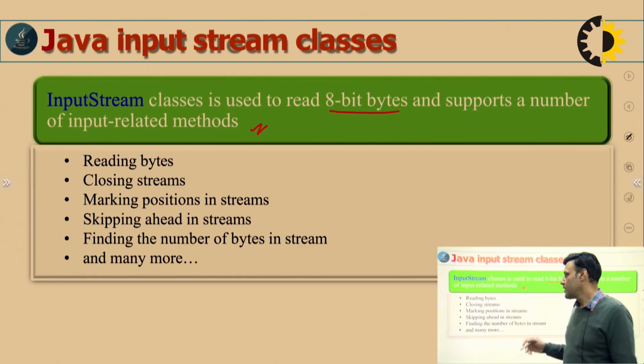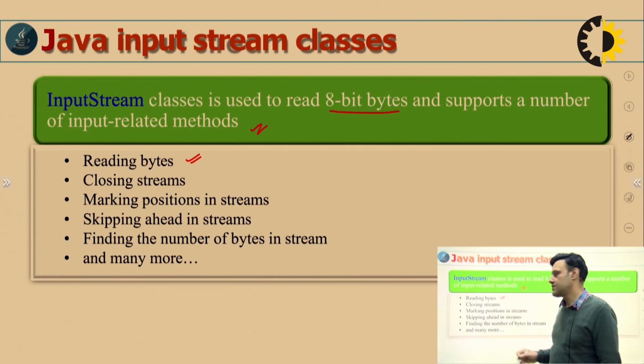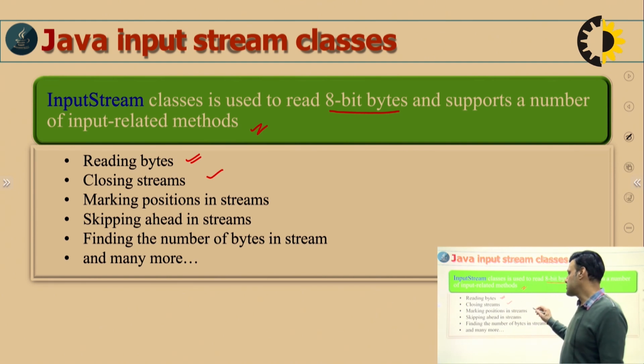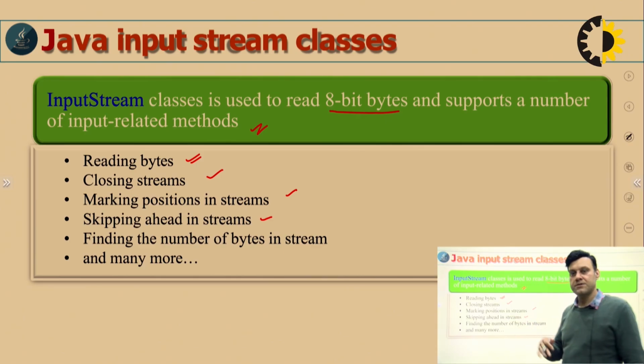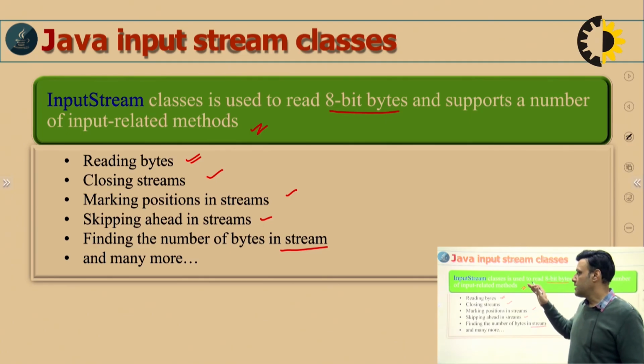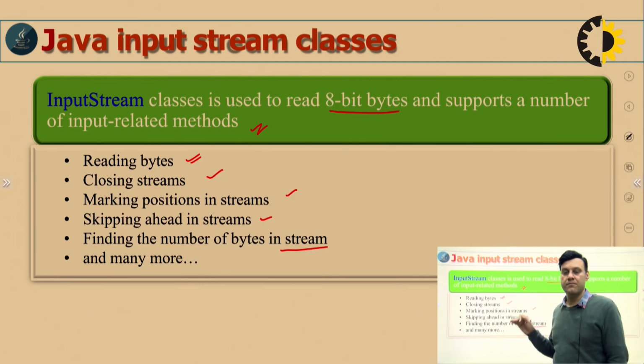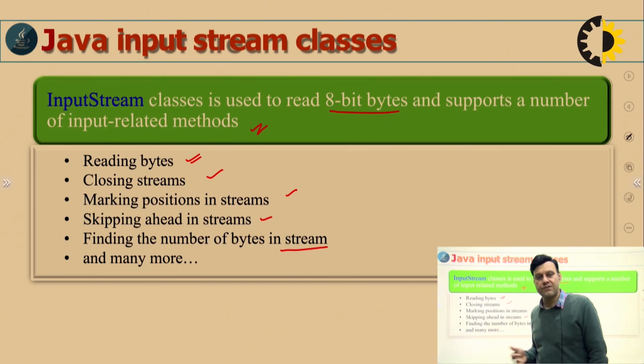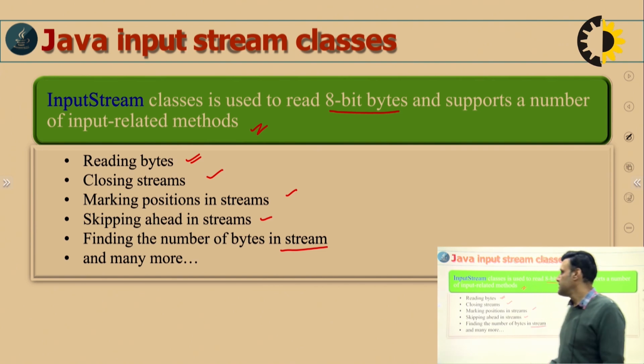The operations are reading bytes, closing streams, marking positions in a stream, skipping ahead in the stream, where we want to skip something and move forward or backward, and finding the number of bytes in a stream, how many bytes are there. There are a lot of operations that we will perform using these classes, which have predefined methods, and for that we have to make an object of that particular class. So input related methods come under input stream.